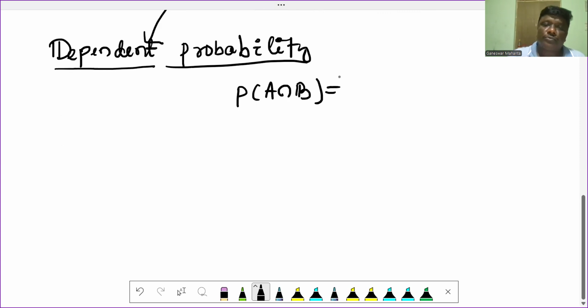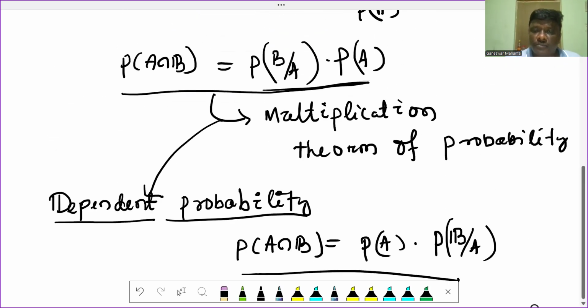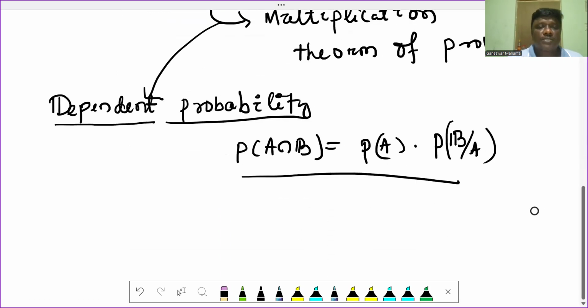The multiplication theorem is called the dependent probability, and we mention here that the probability of A intersection B is equal to the probability of A into the probability of B by A. This is the multiplication theorem. So this is called the dependent probability.